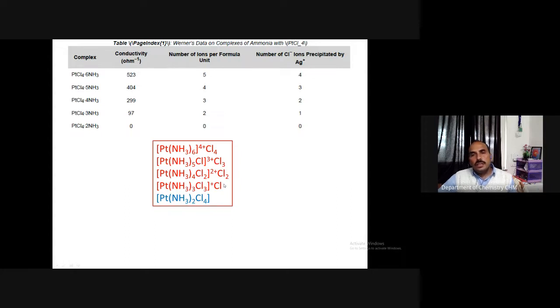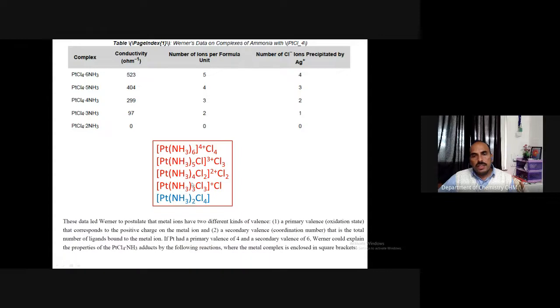Well, it was fairly easy to understand what the composition is. In fact, these two experiments give very nice information. According to Werner's theory at that time, he postulated that metal ions have two different kinds of valence. One is primary valence, that is oxidation state, like say platinum 4 plus over here. This corresponds to the positive charge on the metal ion. And secondary valence, that is the total number of ligands bound to the metal ion, let's say 6 in all these cases.